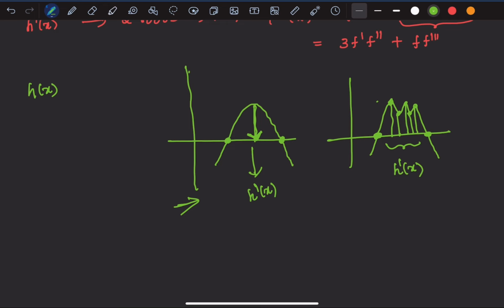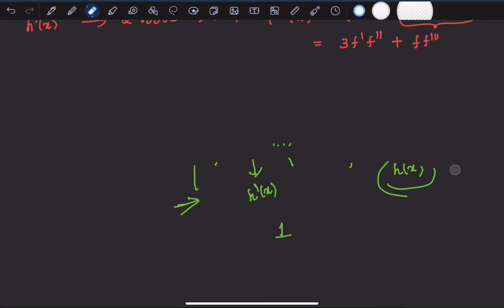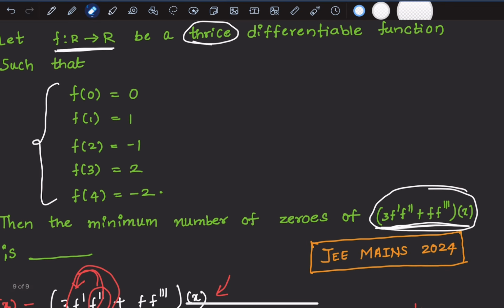Alright. So the minimum number of roots of h dash of x that can lie between two consecutive roots of h of x is 1. So there will be at least one root that lies between any two roots of h of x. To be precise, any two consecutive roots of h of x. So this is the fact that we should all have at the back of our minds in order to solve this particular question. Alright, now let us go back and let us plot these points on the graph.